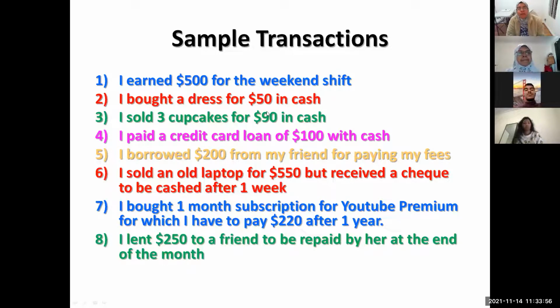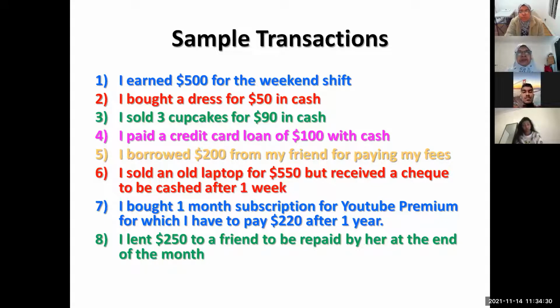Now we will go to the sample transactions. So first of all, I would like to invite volunteers. We have 8 transactions. Who is going to do the first transaction for me? Tasina, very good. Thank you. So let's do the first one. It says I earned $500 for the weekend shift. Which accounts are we going to use for this entry?